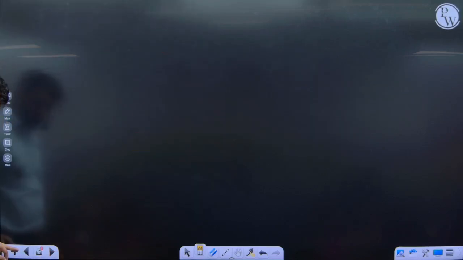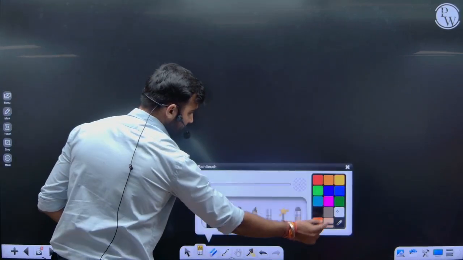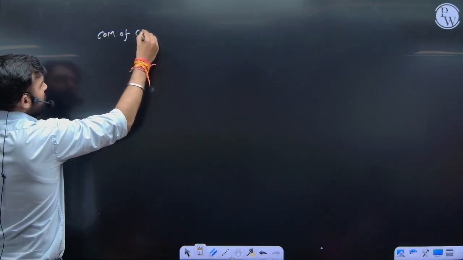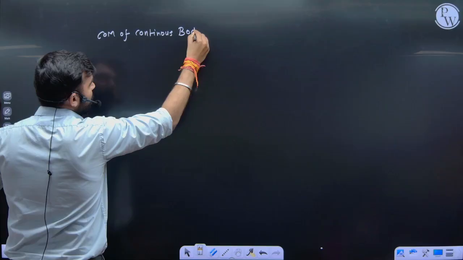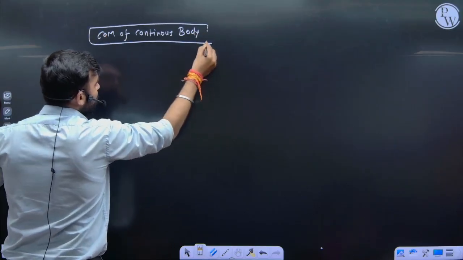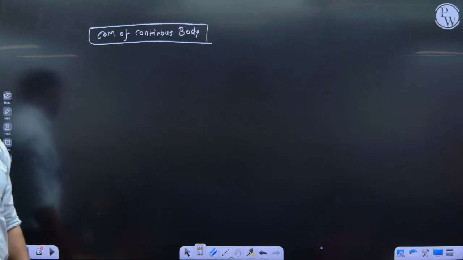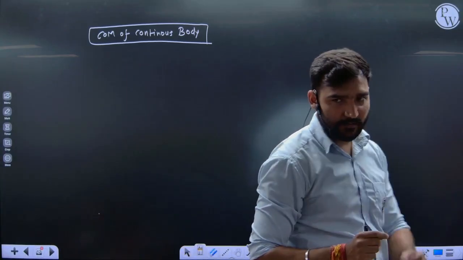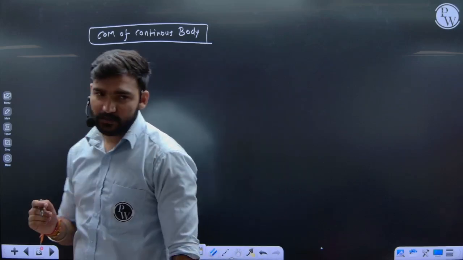Okay. Next is center of mass of a continuous body. Continuous body means two types of center of mass position we will see. First, we have seen the formula for discrete particles, so point masses are there. How to calculate their center of mass? Now we will see if there is a large body, a bigger object, how to calculate its center of mass.